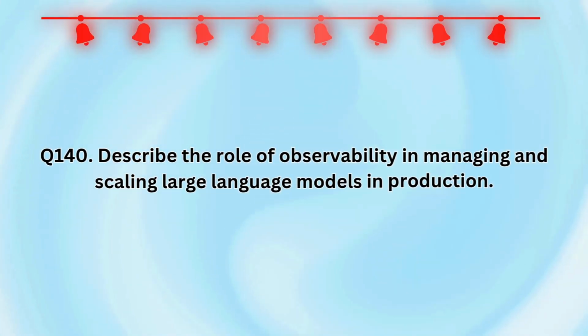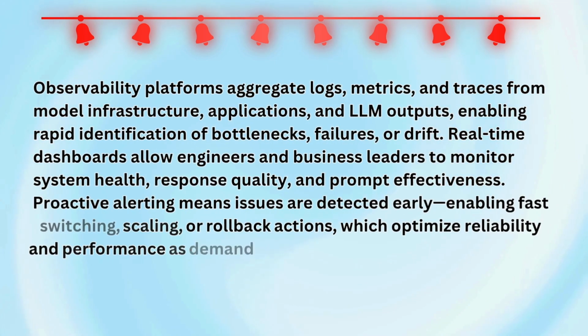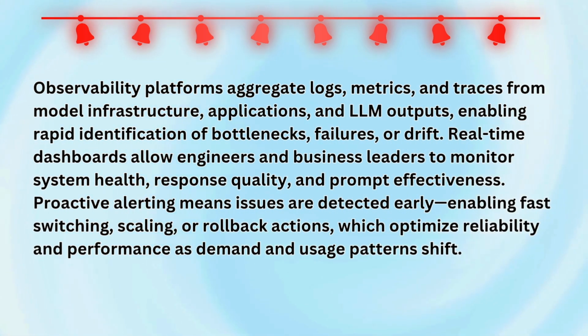Describe the role of observability in managing and scaling large language models in production. Observability platforms aggregate logs, metrics, and traces from model infrastructure, applications, and LLM outputs, enabling rapid identification of bottlenecks, failures, or drift. Real-time dashboards allow engineers and business leaders to monitor system health, response quality, and prompt effectiveness. Proactive alerting means issues are detected early, enabling fast switching, scaling, or rollback actions, which optimize reliability and performance as demand and usage patterns shift.